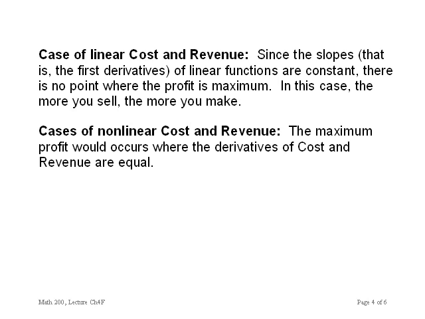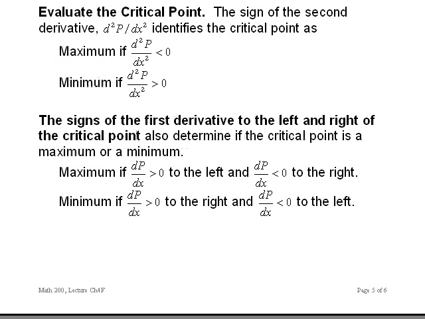Remember that the break-even points were the points where revenue equals cost. Now I'm saying that the maximum profit occurs where the derivatives are equal. When revenue equals cost directly, those break-even points, profit is 0. When the derivatives are equal, the profit is at a maximum. You hope. So once you have the critical point, which would be the value of x for which the first derivative of profit is 0, you need to evaluate it. Is it a maximum or is it potentially a local minimum?